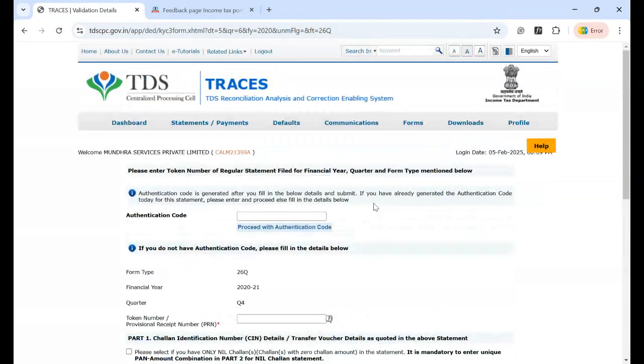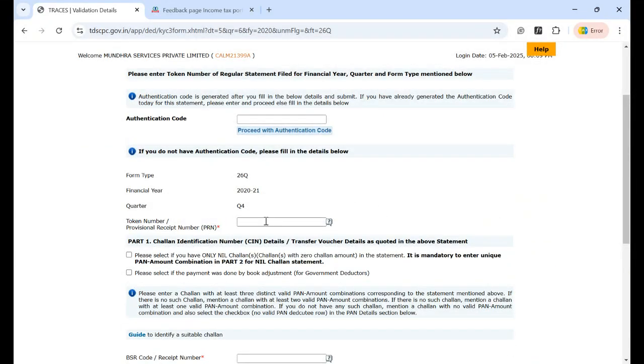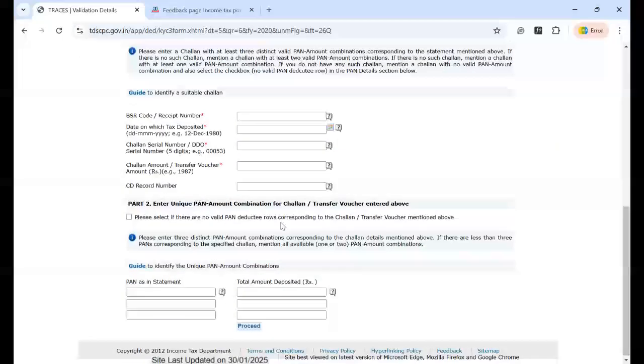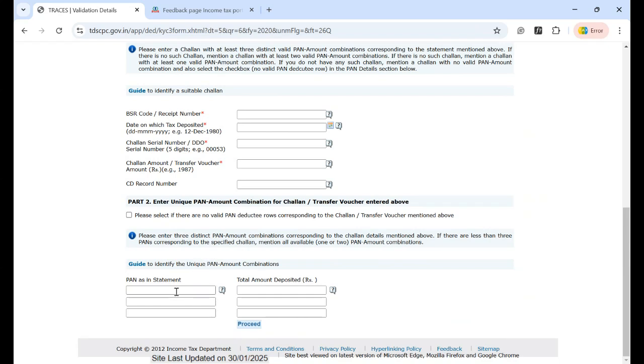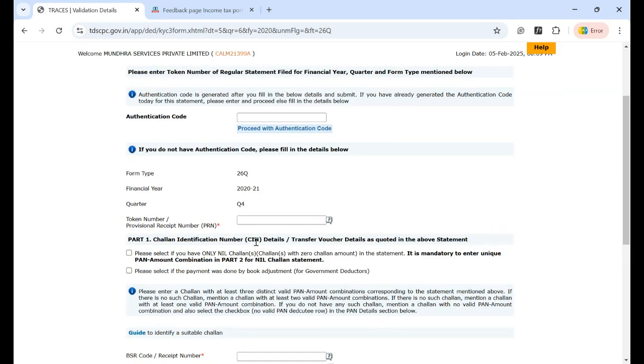Then we are required to authenticate whether we are the appropriate person or not. We are required to provide details like the token number which we got at the time of filing our return. We also need to provide details of a challan, or details of the PAN numbers which are already included in the return. We are required to provide three PAN numbers as well as the amount of TDS deducted from them, so that it would be authenticated by the system. Yes, you are requesting the appropriate file for downloading.